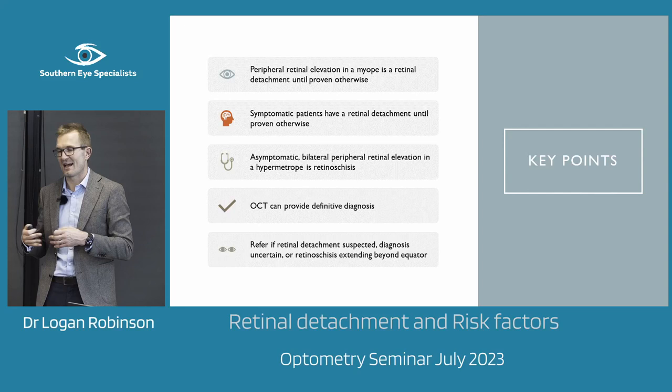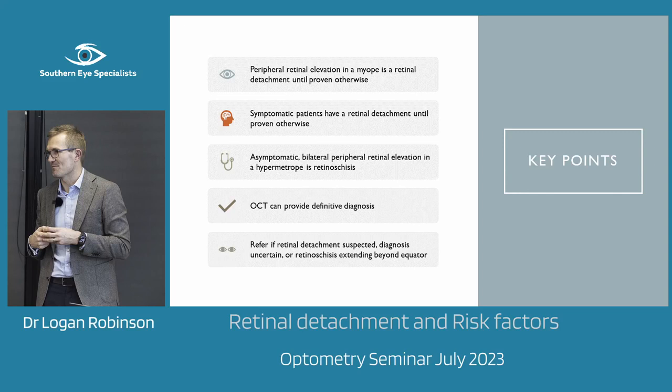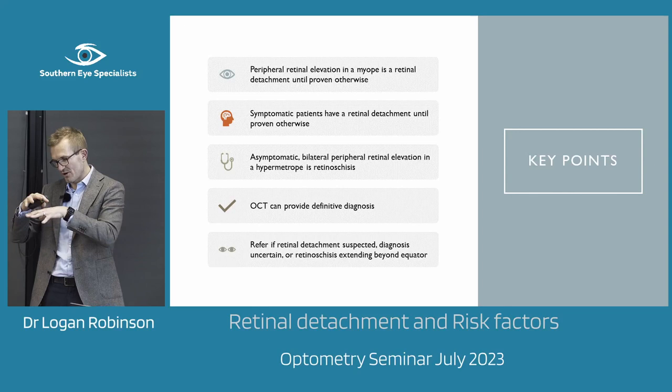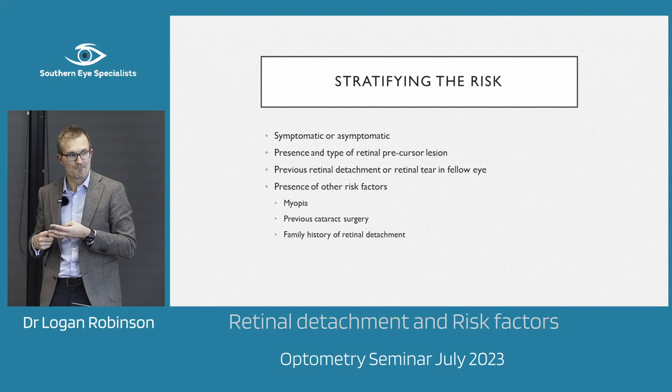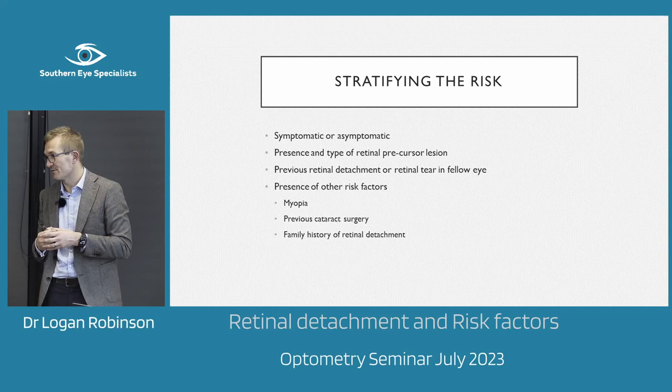If you're unsure, particularly if they've got a field defect, because these are normally asymptomatic, then you need to be referring those or thinking hard about referring them. And we just showed in the previous talk that on OCT you can actually see the difference, if you can get one out in the periphery and it's posterior enough. Refer if they're myopic, if you think it's a retinal detachment, or if it's a really big retinoschisis beyond the equator, because that might be one that progresses and is a bit more vision threatening.